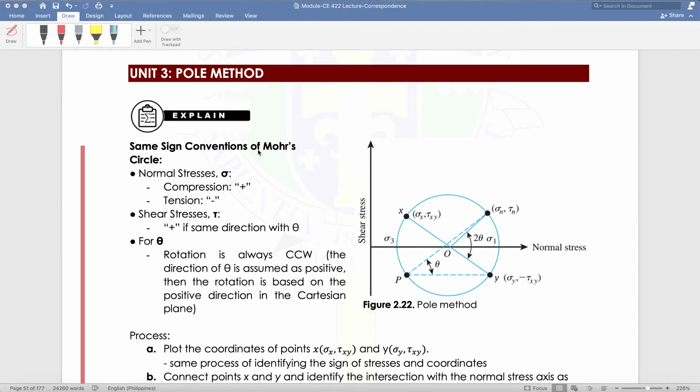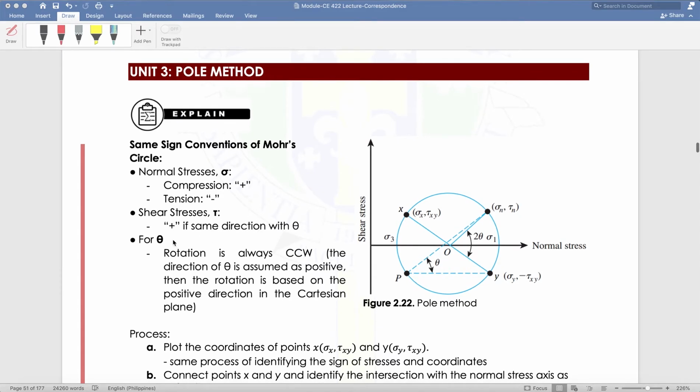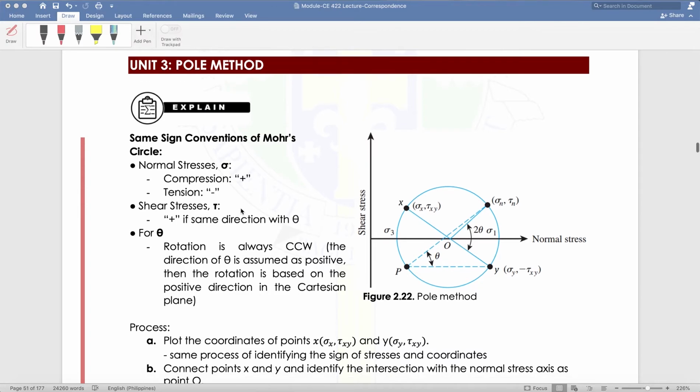Okay, so the same sign conventions as Mohr's circle. For normal stresses, compression is positive, tension is negative. For shear stress, positive if in the same direction as theta. Now, for theta, rotation is always counterclockwise. The direction of theta is assumed as positive. Then the rotation is based on the positive direction in the Cartesian plane. If this is your Cartesian plane, you have 1, 2, 3, 4, and therefore the direction is counterclockwise.